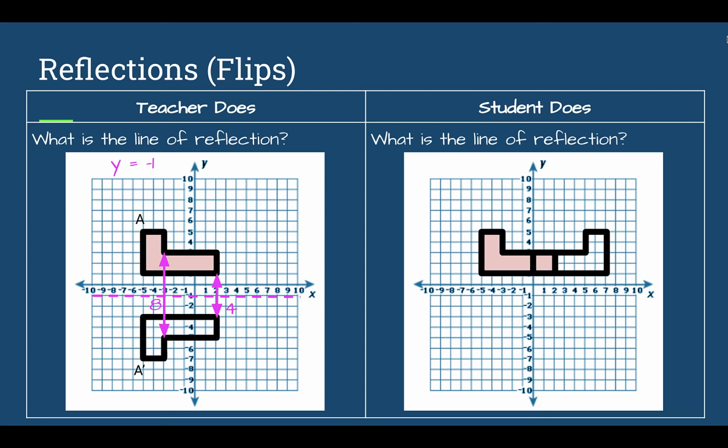Pause the video, see if you can figure out what the line of reflection is for your pre-image and image. Again, the pre-image is the one that is colored in.